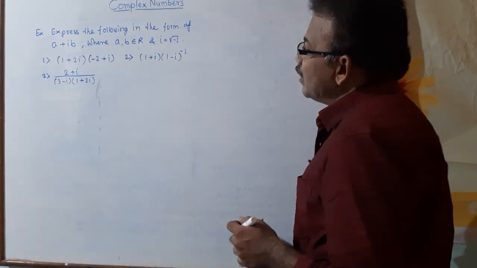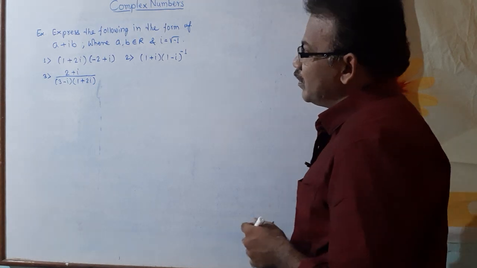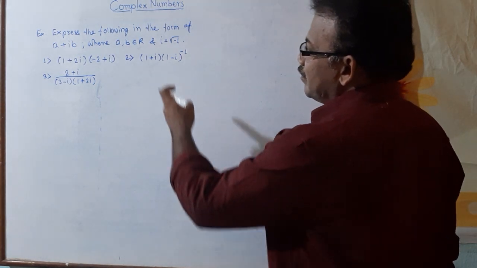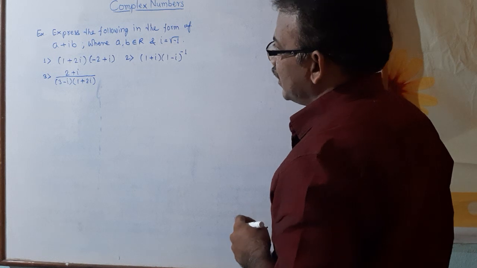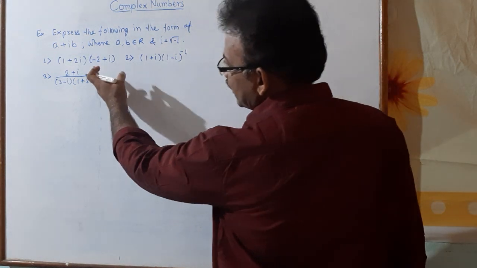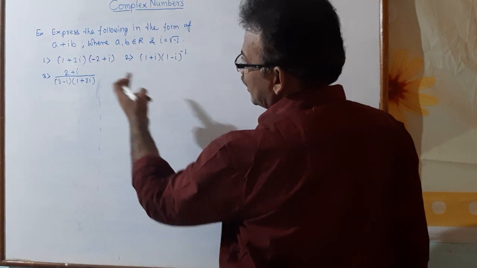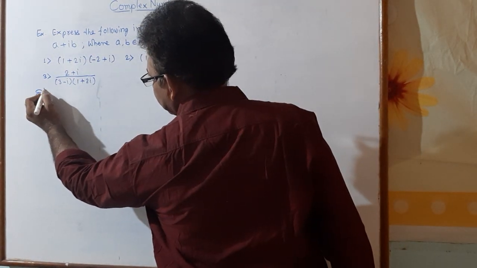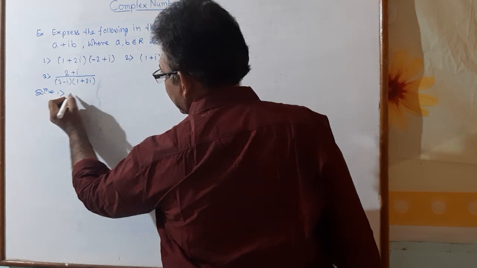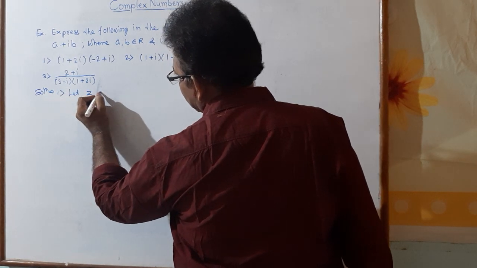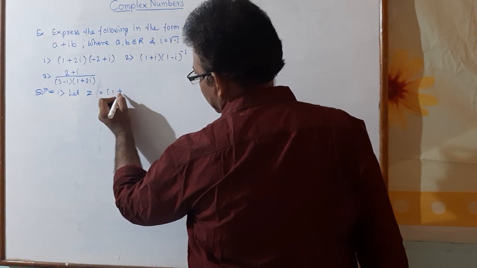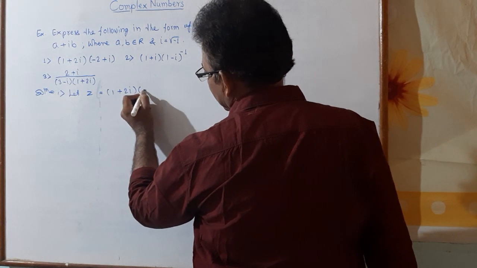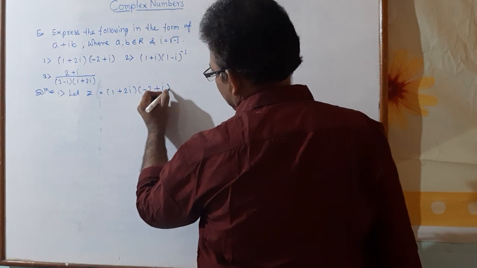Okay, continue example. Express the following in the form of complex number a plus ib, where a, b belongs to R and i equal to root minus 1. So we have to simplify the given problem, and we have to write in the form of complex number a plus ib. Solution for first: we write z equal to given problem, that is 1 plus 2i into minus 2 plus i.